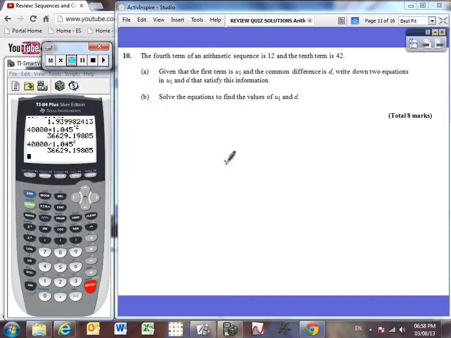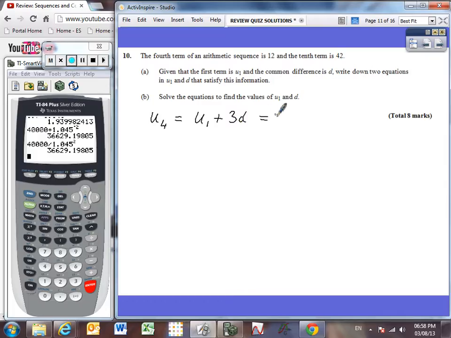Alright, number 10. The fourth term of an arithmetic sequence is 12. Straight away then we know that U4 in an arithmetic sequence can be described as the first term plus 3 of the common differences, and they've told us that we get an answer of 12. It also tells us that the 10th term, which we know can be rewritten as U1 plus 9 times the common difference, is equal to 42.